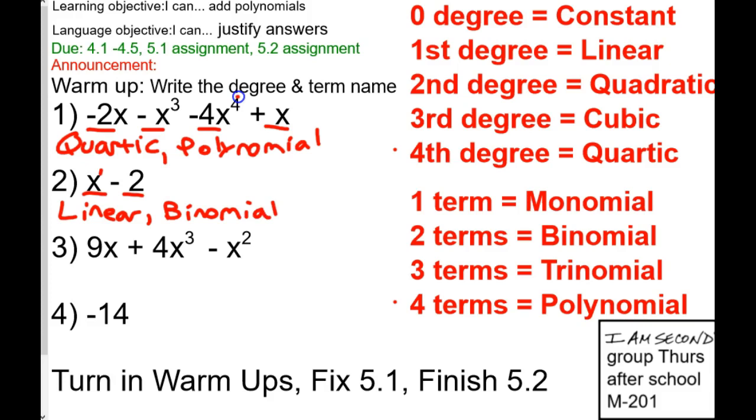Third power. And third power is what? Cubic. So, again, cubic. And then, how many terms? 3 terms is trinomial.